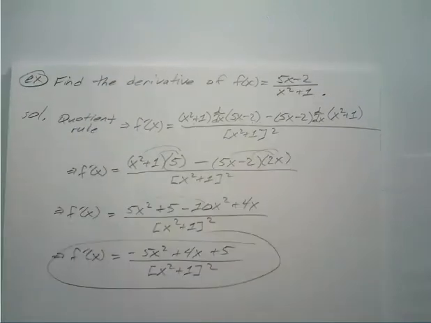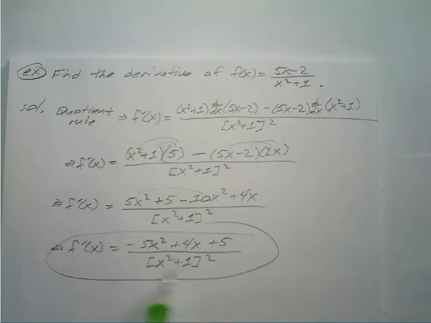Okay, you know that's the final answer because you can't simplify anything else. You can't factor this out and then cancel out your x squared plus 1 anywhere. So this is actually your final answer.